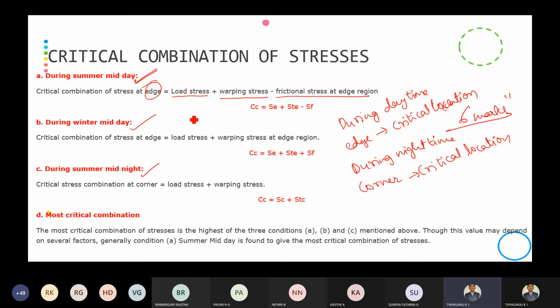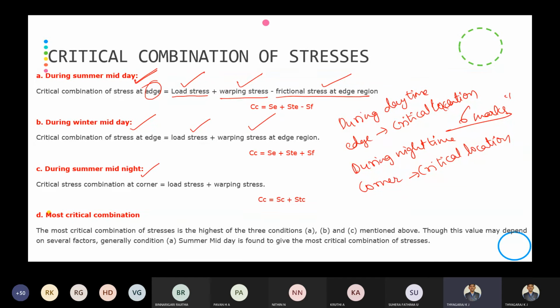And the critical combination of stress at the edge is the load stress, that is the wheel load stress which is going to act at the edge, and the warping stress, that is STE, the warping stress which is going to act at the edge, and we are going to neglect or deduct the frictional stress at the edge portion. Then comes the night time. So the critical combination is load stress plus warping stress plus frictional stress.